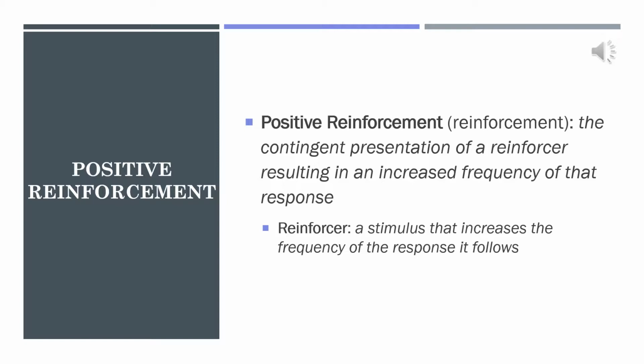Using positive reinforcement involves presenting a reinforcer after a target response has occurred. The reinforcer is only presented when the target response has occurred. This makes the reinforcer contingent on the response. By doing this, we are raising the probability of the client emitting this response in the future.